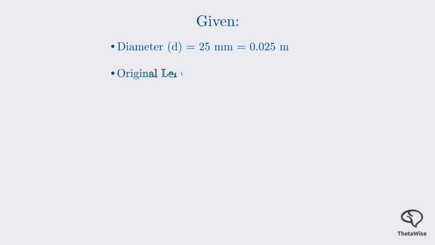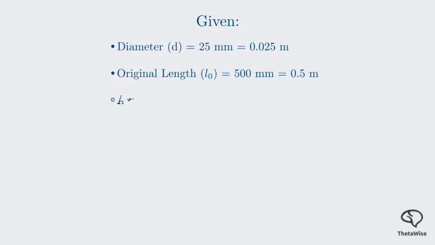Let's start by listing our given information and converting it to standard SI units, which are meters, kilograms, and newtons. Given diameter D is 25 millimeters, or 0.025 meters. Original length L0 is 500 millimeters, or 0.5 meters.